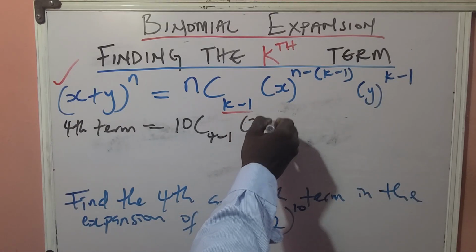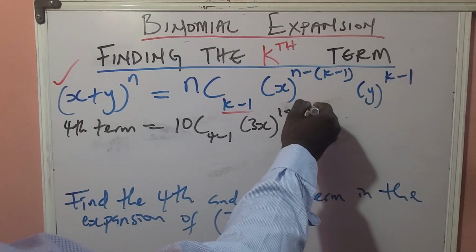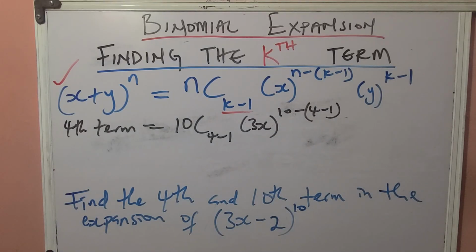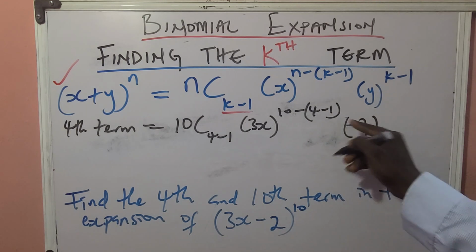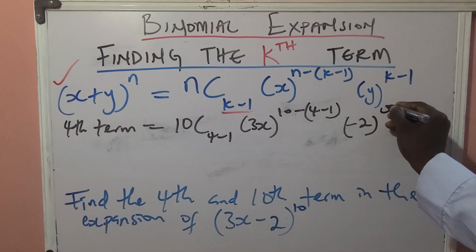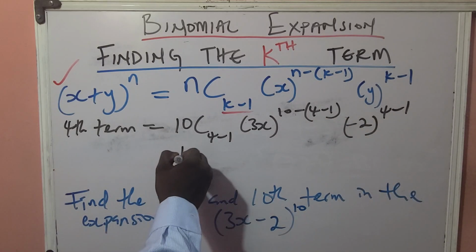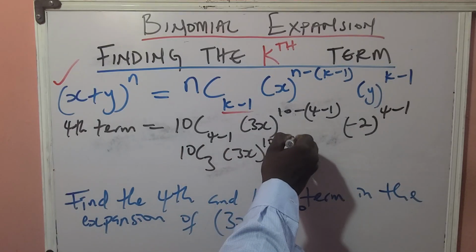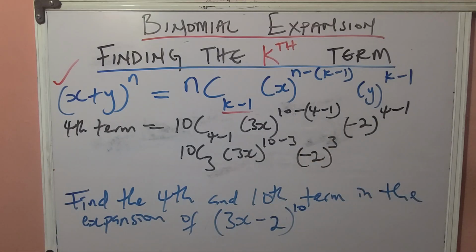So we have 3x raised to the power of 10, that's n, minus 4 minus 1. And then we have y, which represents our second term, which is minus 2 here, raised to the power of k minus 1, which is 4 minus 1. So we have 10 combination 3, then 3x raised to the power 10 minus 3, then minus 2 raised to the power 3.